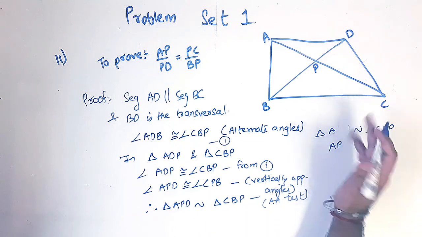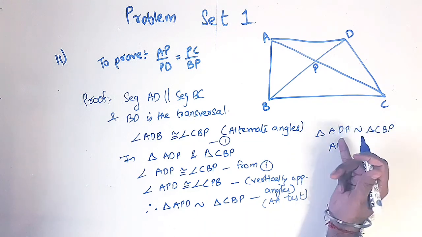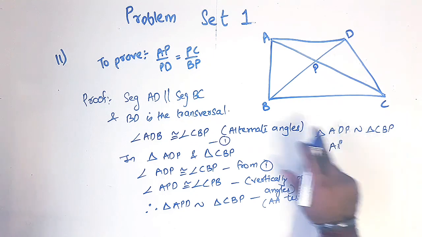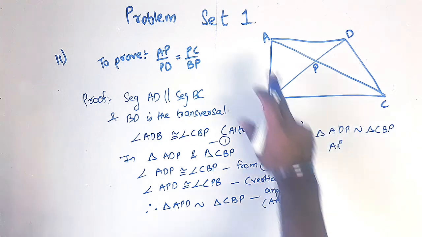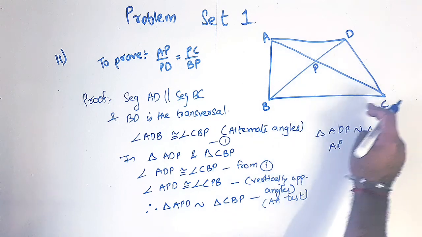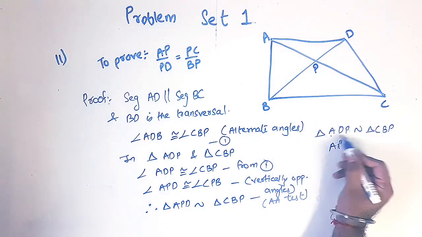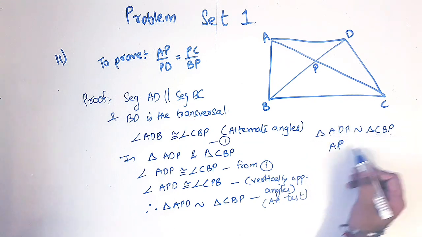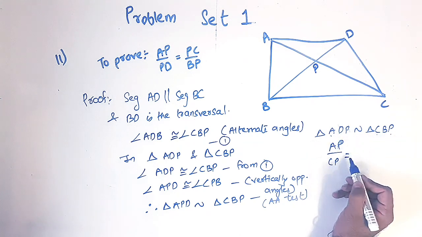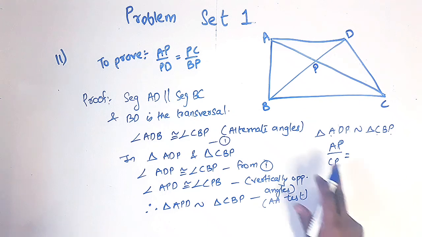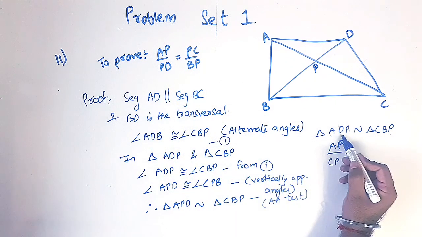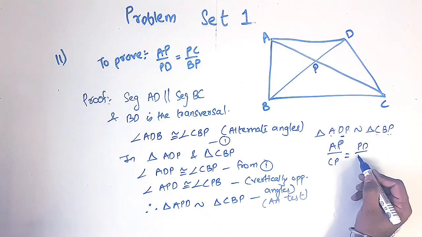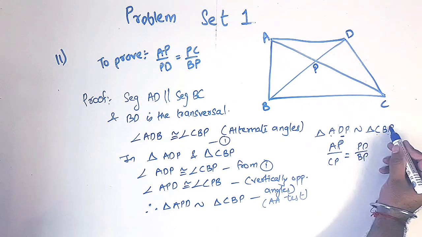It will be ADP. ADP is similar to CBP. The correspondence should be proper, by alternate angles. So AP I'll take, this is AP. AP will be upon first and third, CP. Then I want PC. If you can get here PC, no, PD is there, so we will take PD upon, this will be PB or PP.